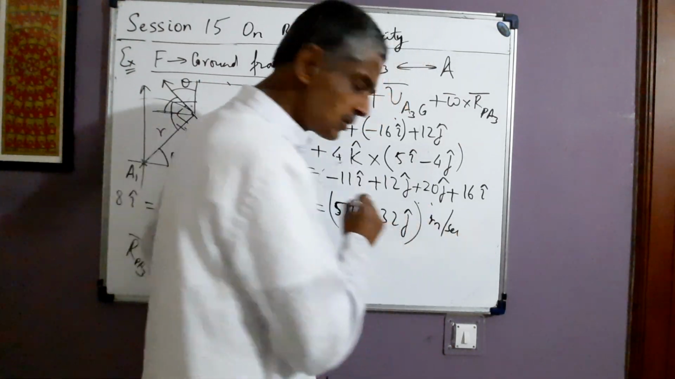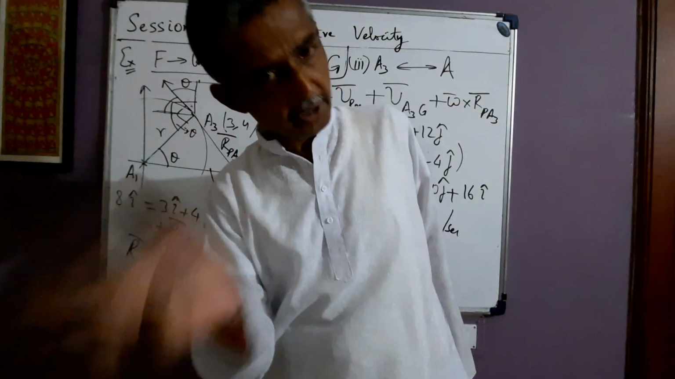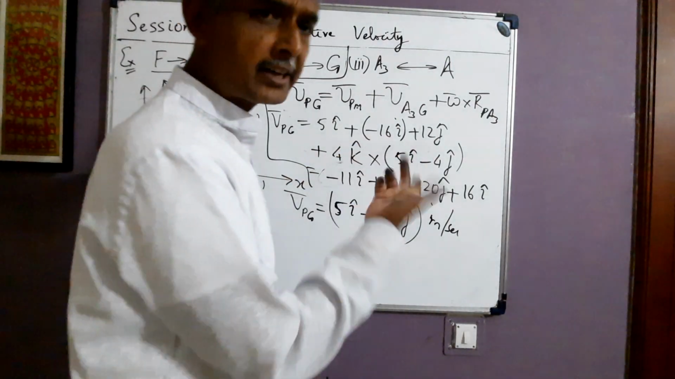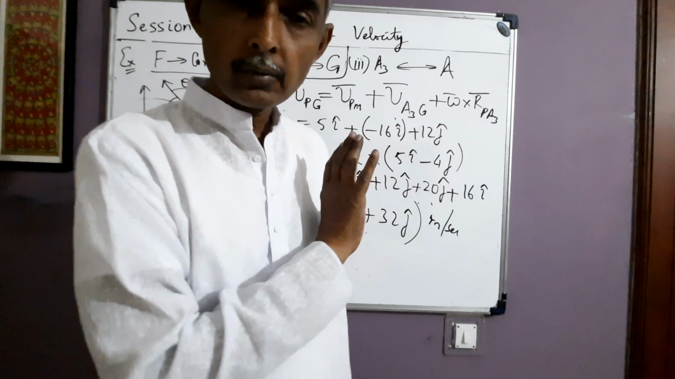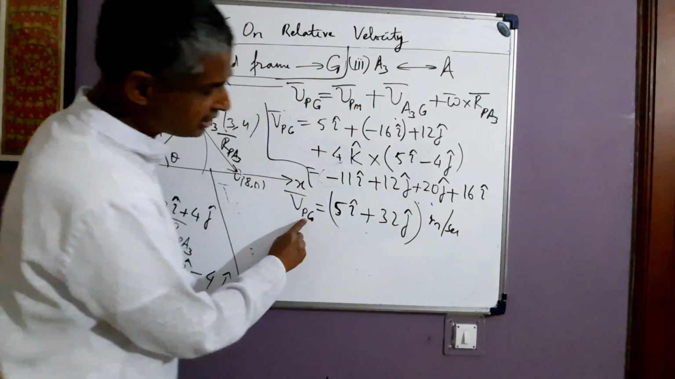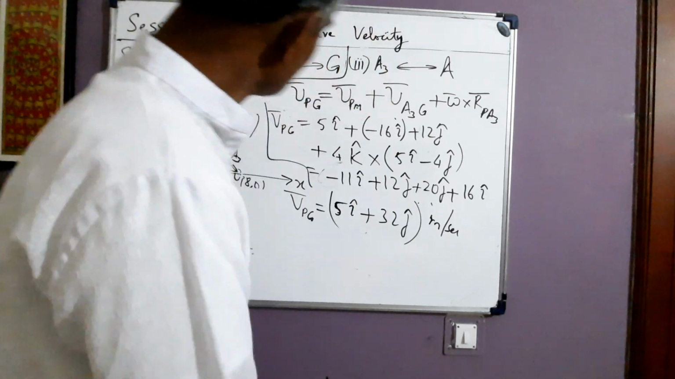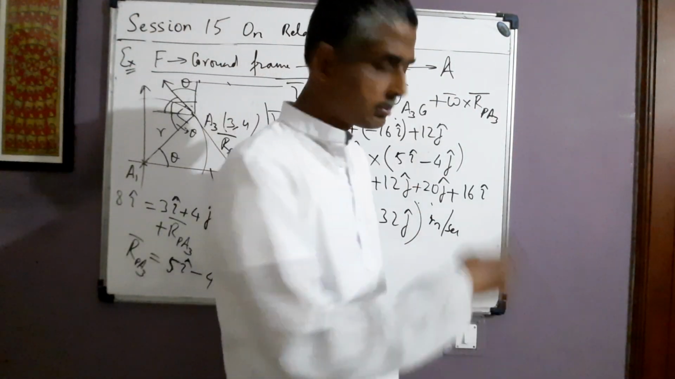So I'm just demonstrating that whichever location of the rod frame you take to be point A, you get the same VPG. Any location of the rod frame can be taken to be point A, capital A. Only capital A should be fixed with respect to the rod. Then we can calculate VPG and we get the same result again, 5i plus 32j. So now we found VPG by three different methods.